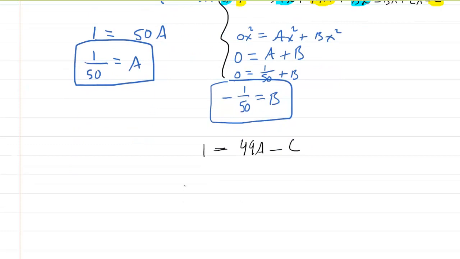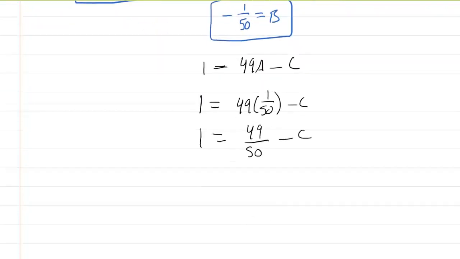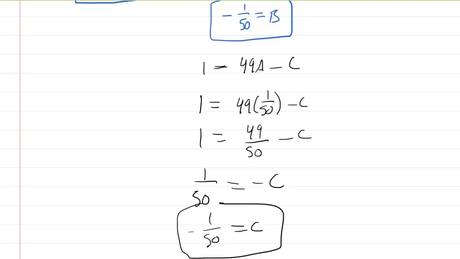Once again, we know the value of a. It's 1/50th. Well, this is going to get fun. So now we have 1 equals 49/50ths minus c. I suppose you could subtract both sides by 49/50ths. And when you subtract both sides by 49/50ths, you're going to get 1/50th is equal to negative c. Divide both sides by -1, and you get negative 1/50th is equal to c. So now we have our a, b, and c.